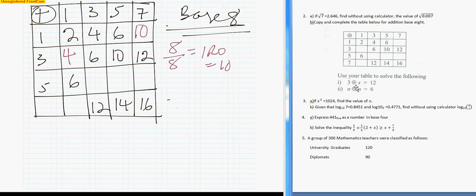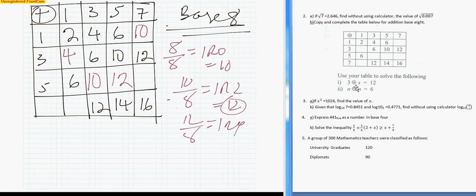5 plus 3 is equal to 8, so that also becomes 10. 5 plus 5 is equal to 10. 10 divided by 8 is equal to 1 remainder 2, and that becomes 12. So we put 12 here. 5 plus 7 is equal to 12. 12 divided by 8 is equal to 1 remainder 4, and that gives you 14. So that is 14. It's not fourteen, we call it one four in the number base.